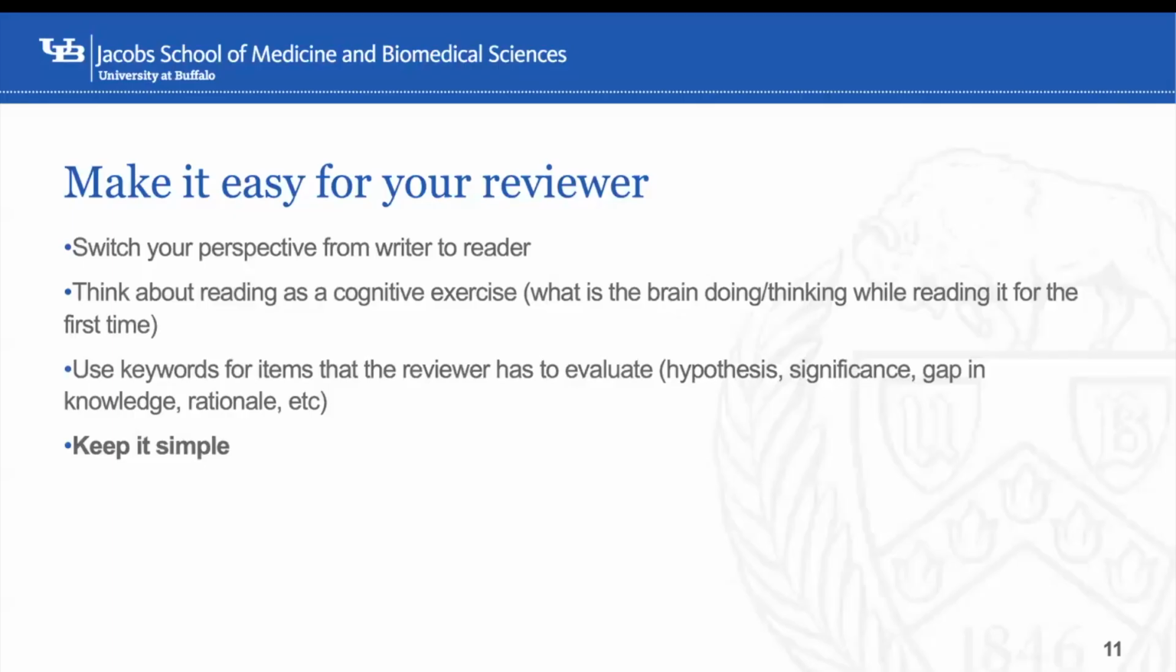Okay? Use keywords for the items that the reviewers have to evaluate. They're going to be looking for your hypothesis. They're going to have to look for your significance. They're going to look for the gap in knowledge or the challenge that you're trying to overcome. They're going to be looking for a scientific rationale. If you use those terms, then I know where to find them, right? So what I'm trying to say here is that you should use keywords for things that they have to evaluate.